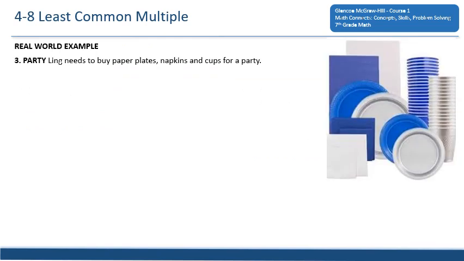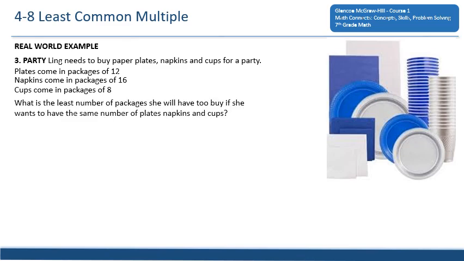Real world example, Ling needs to buy paper plates, napkins, and cups for a party. Plates come in packages of 12, napkins come in packages of 16, and cups come in packages of 8. What is the least number of packages she will have to buy if she wants to have the same number of plates, napkins, and cups? So we are going to find the least common multiple of 8, 12, and 16.